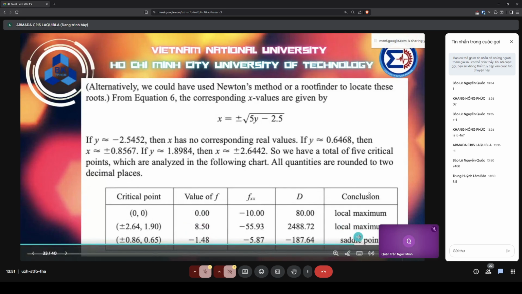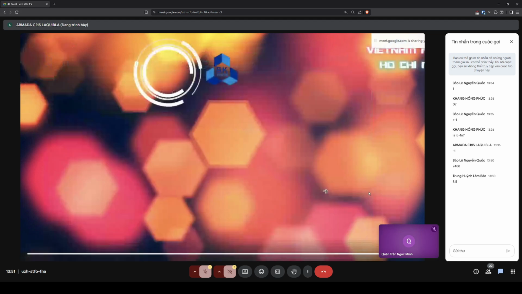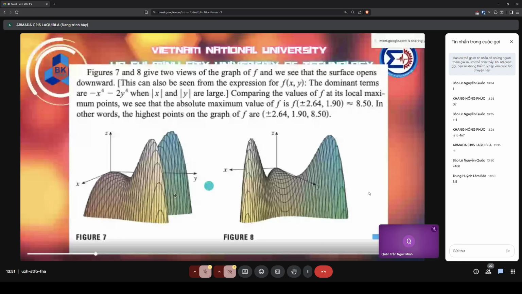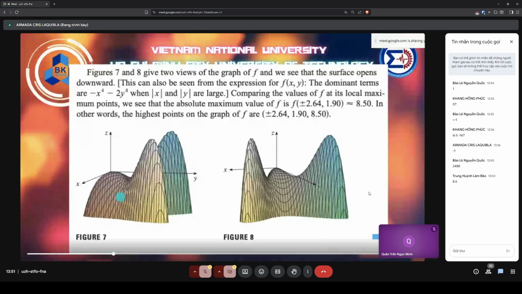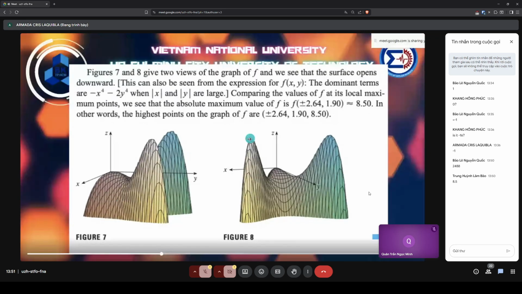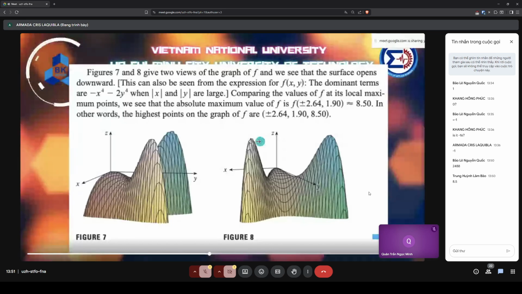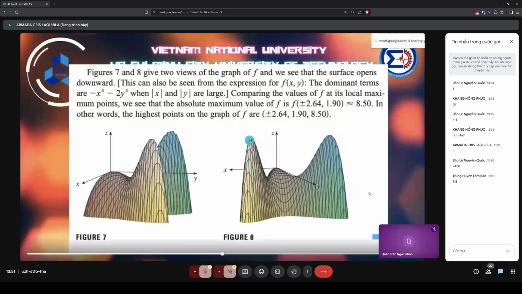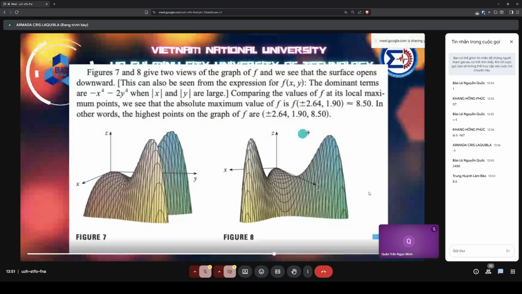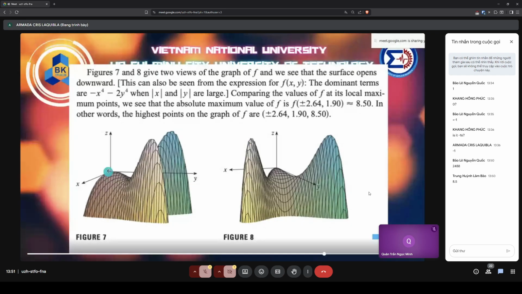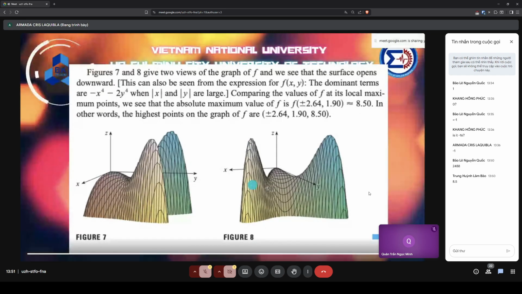Now if you are going to graph it, you can see that there's a local maximum at 0, 0, and the 2 points here are higher than the other points. Do you have a graph? Yeah, we have a graph here. As you can see, we have the absolute maximum at these 2 points, correct? They have the same level because their values are 8.5. And also, the 0, 0 point is a local maximum because it looks like the tip of a mountain here.